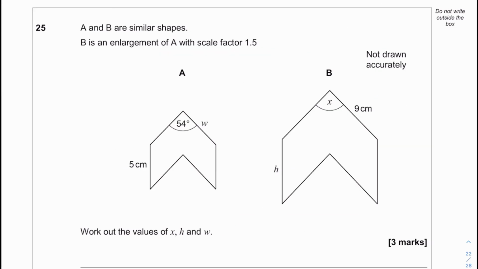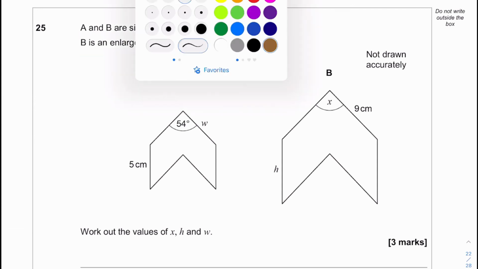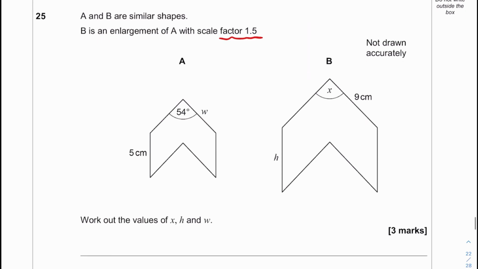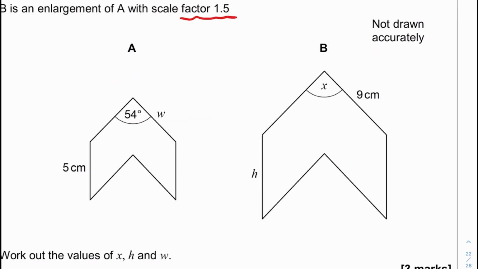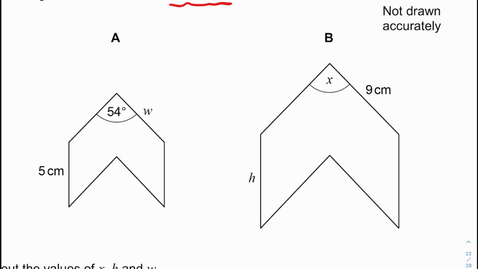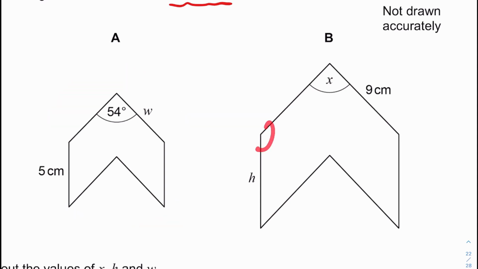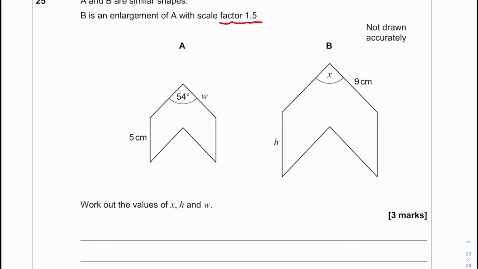Okay, so question 25, we are told A and B are similar shapes and B is an enlargement of A with a scale factor of 1.5. So we'll highlight this straight away. So we need to work out the values of X, H and W. So the easiest one to do straight away is X, because no matter how much we enlarge shape A, the angles, whether it be this angle, or the angle X, will always stay the same. So we can say straight away that X is equal to 54 degrees.